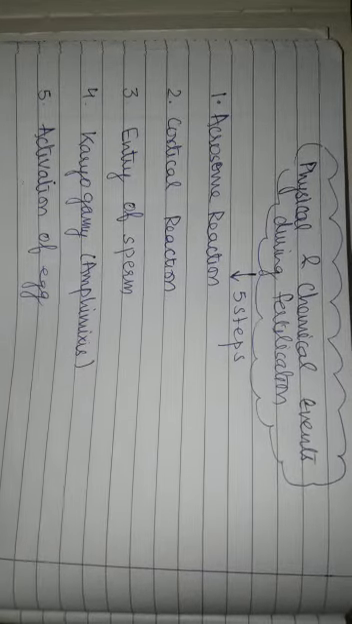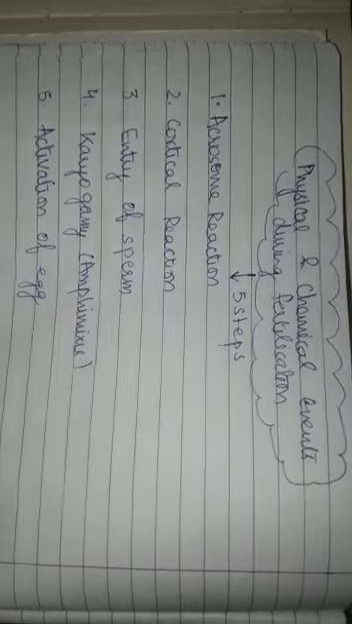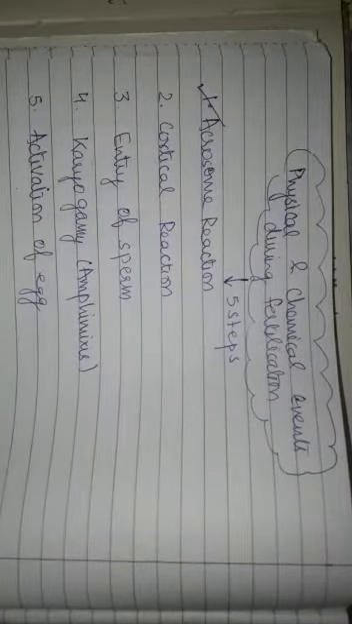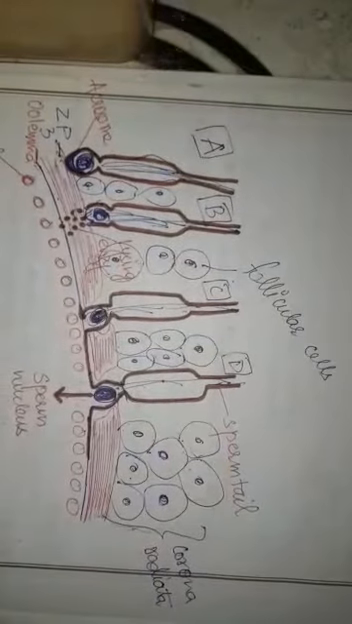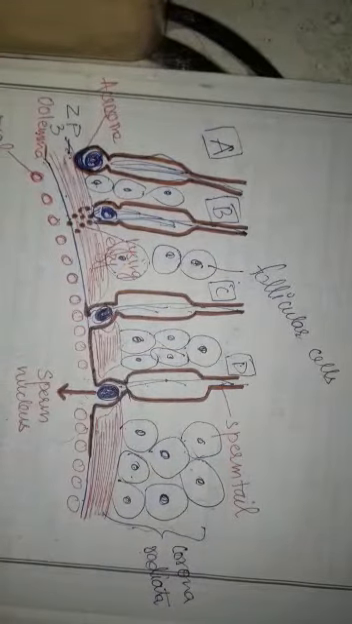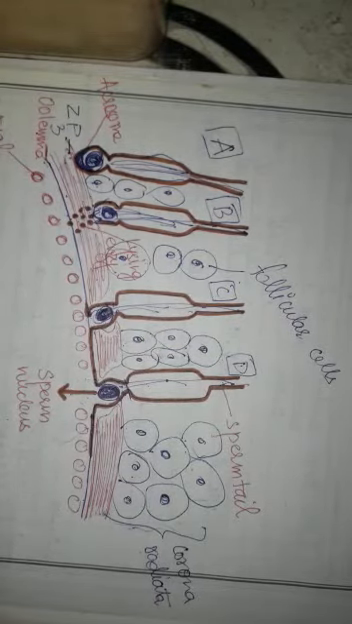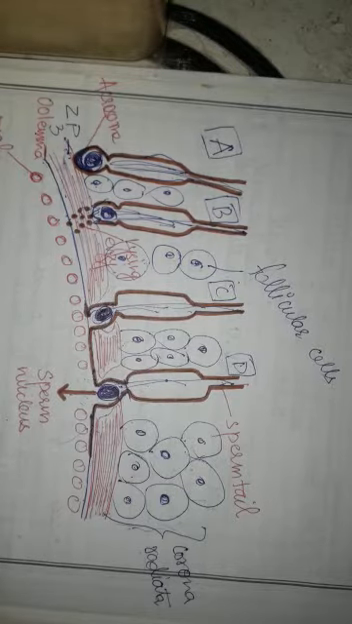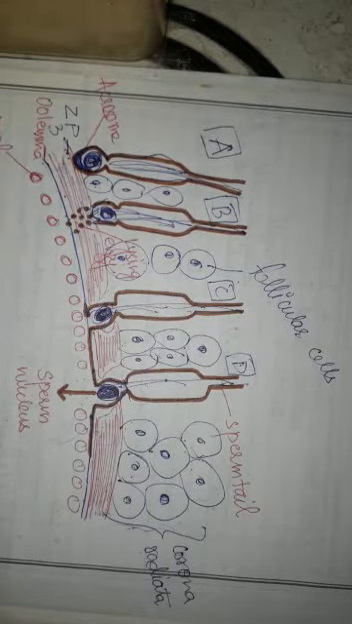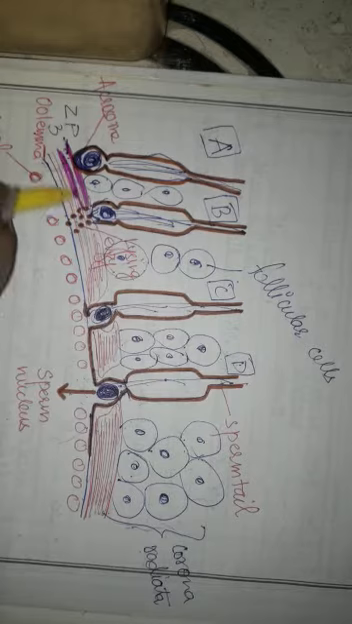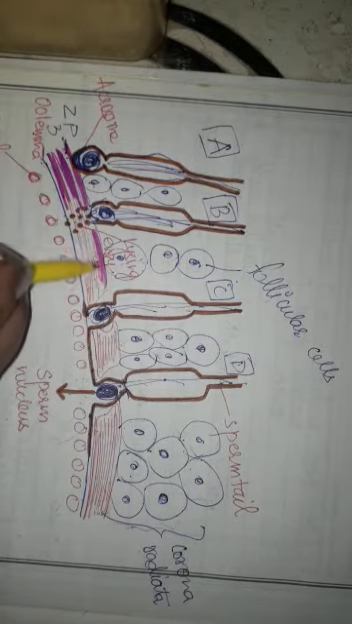The secondary oocyte, when it is released in the fallopian tube, is surrounded by 2 layers. The layers are the zona pellucida, this one, and the second layer is the corona radiata.